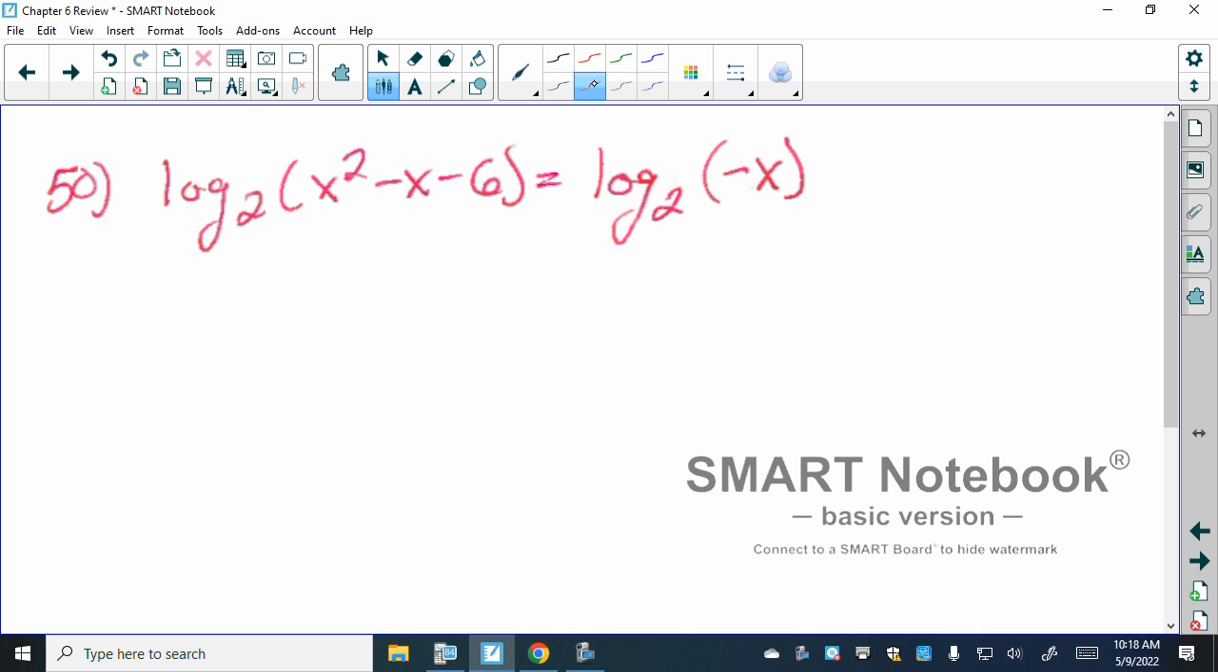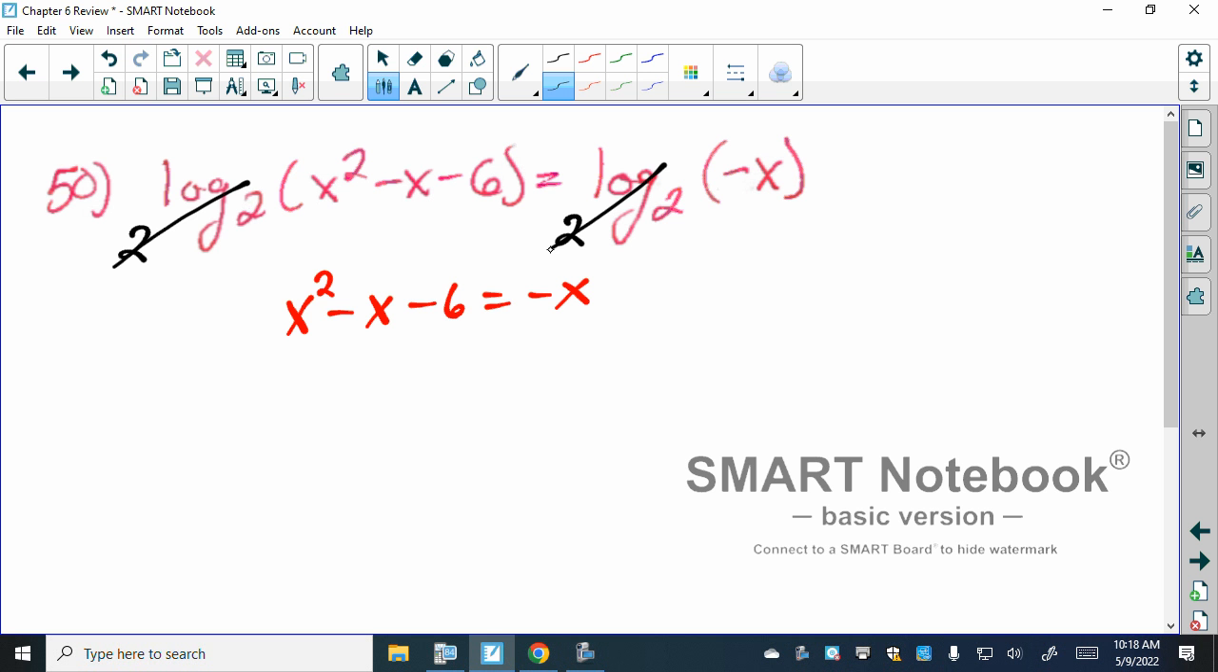Now, the logs are the same on both sides. So if the logs are the same, it means what's inside has to be the same as well. So we're saying x squared minus x minus 6 is equal to negative x. And really what we're doing to get here is applying both sides to the base of 2, because 2 to the log base 2 cancels, 2 to the log base 2 cancels. Now that's not really important, because again, we have that property of if the logs are the same, what's inside is equal. This is why.